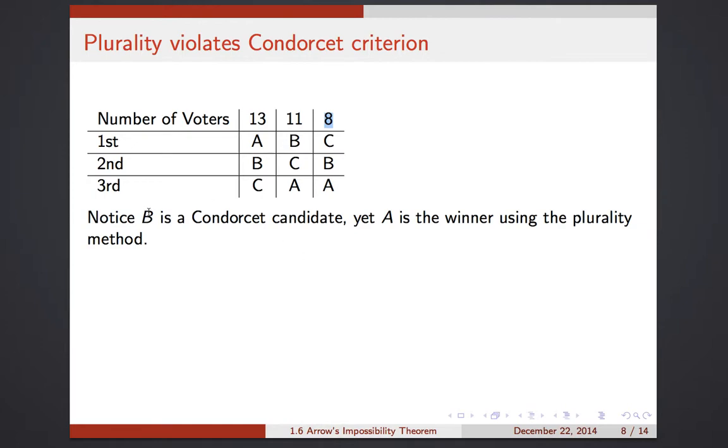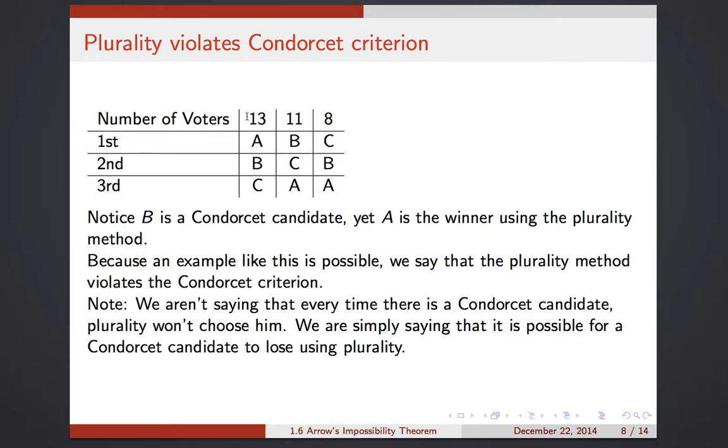against C. So B is Condorcet, which means that morally he should win, but A wins according to plurality because he has the most first place votes. So, because an example like this exists, you say plurality violates the Condorcet criterion. And again, let me just emphasize, we're not saying that this always happens. We're not saying that plurality will never choose a Condorcet candidate. I'm simply saying that this can happen. It is possible for Condorcet candidates to lose if you're using the plurality method.